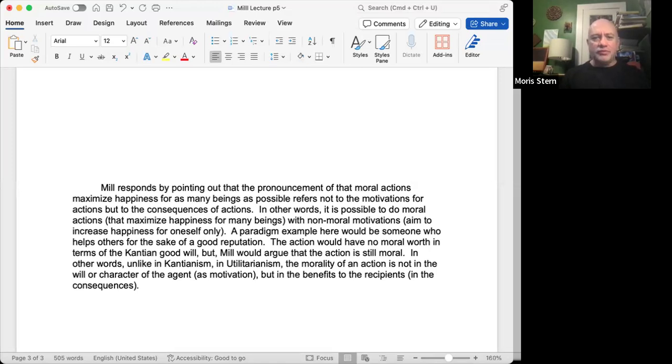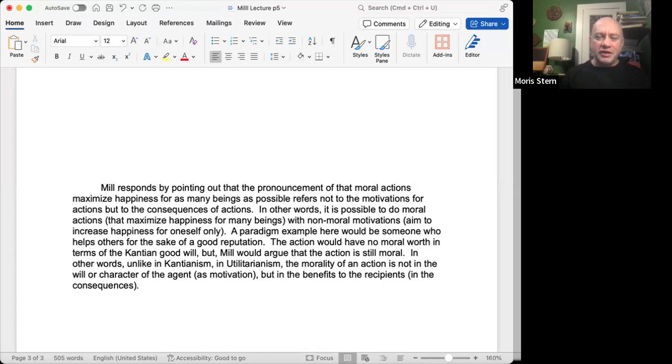A paradigm example here would be someone who helps others for the sake of a good reputation or some other reward. The action would have no moral worth in terms of the Kantian goodwill, but Mill would argue that the action is still moral.